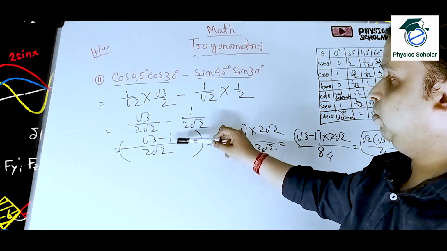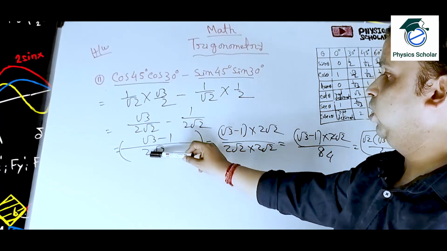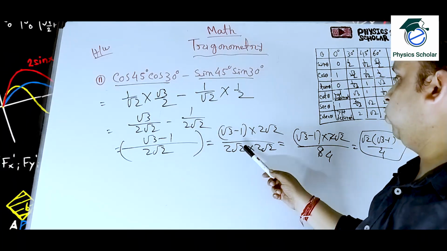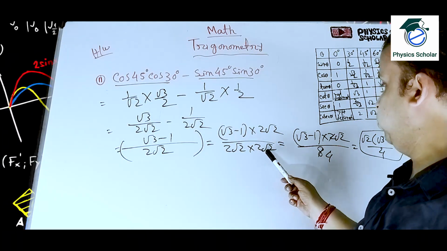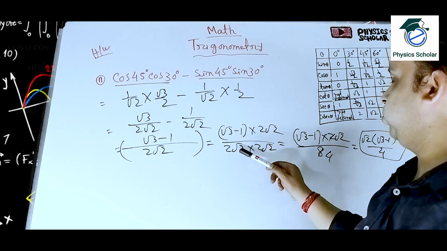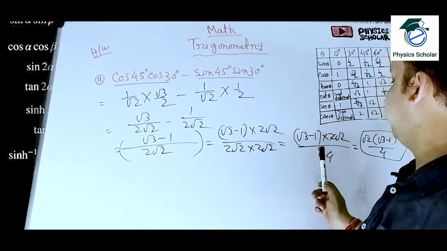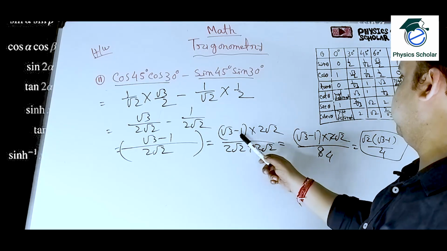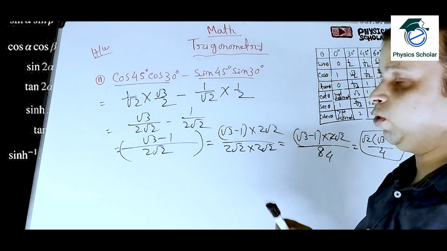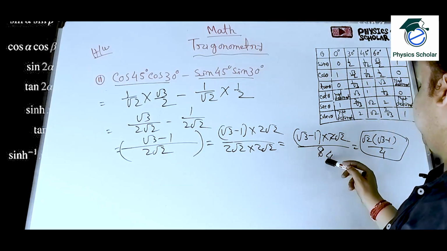So we are multiplying both numerator and denominator by 2 root 2 to remove the root 2 from the denominator. So root 3 minus 1 into root 2 by root 2 into 2 root 2 into 2 root 2. That means 2 and 2 make 4, and root 2 and root 2 make 2. That means 4 into 2 means 8. Clear?